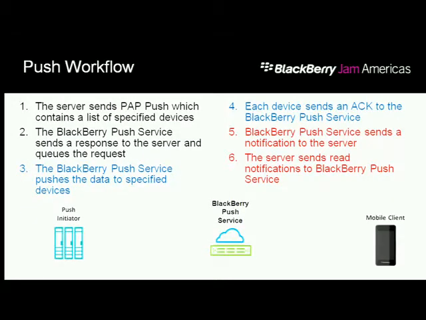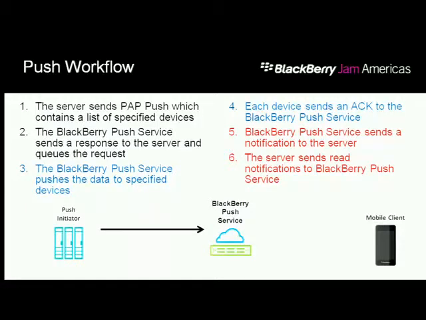So how does this all work together? You have 3 components. Your push initiator, which makes the push, and your BlackBerry Push service, which is in the cloud, that receives the push and pushes that over to your mobile client. And your client-side application actually consumes that push. So the server side sends a PAP push, which contains a list of specified devices. You can make a push to one PIN, one device.